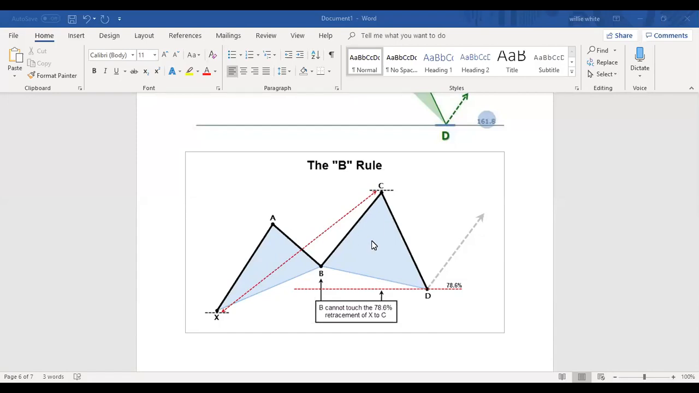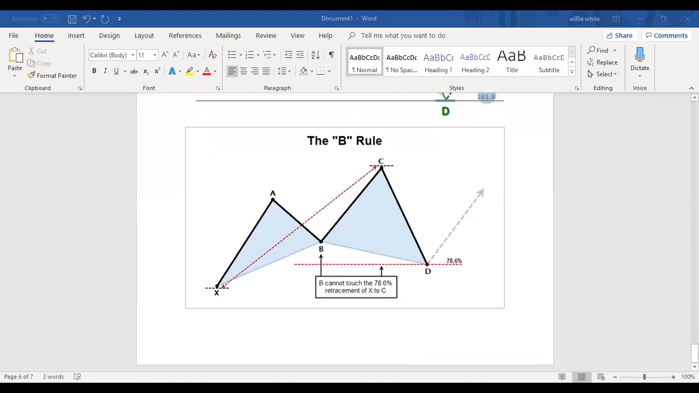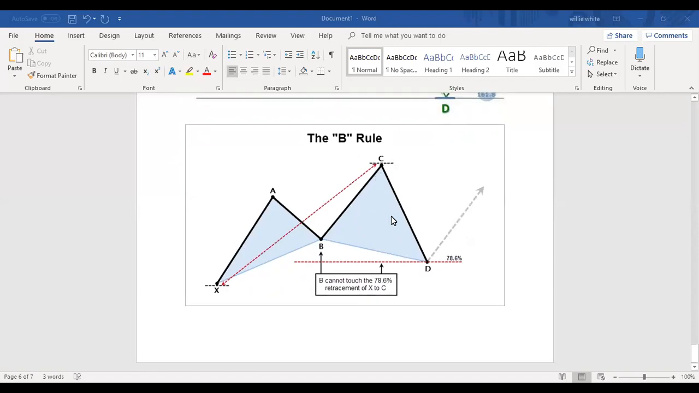The B cannot touch the 78.6 retracement of X to A. If the B touches 78.6, then I wouldn't consider this a pattern. Because if you can see that if it touches this, then possibly it could continue to go down and not form this pattern over here like it did.